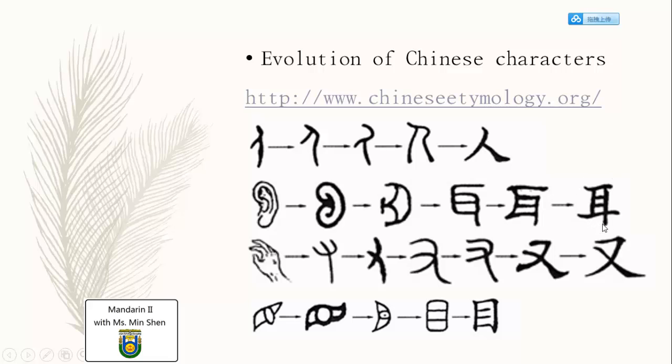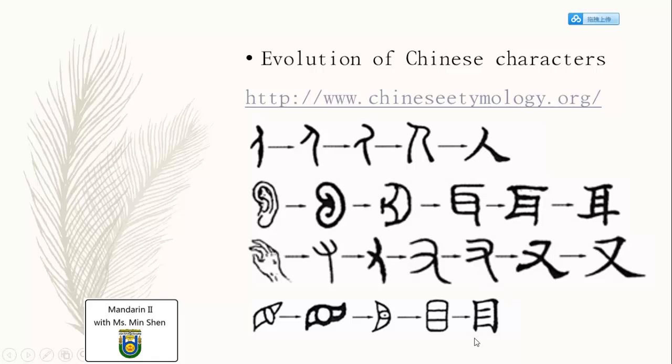And look at this character today. It is 耳, the ear. So you can see it's originally from the picture of an ear, and the forms of this character have changed gradually. And this is the character 又. Today it means again. Originally it's from the picture of a hand, and the form of it has changed gradually as well to today's squared character.